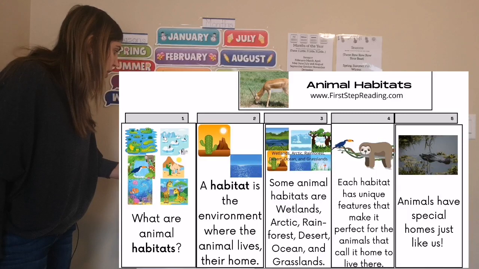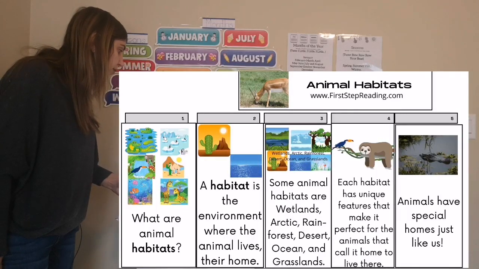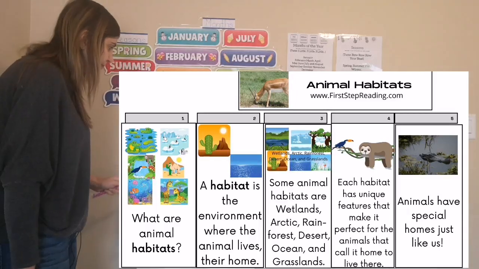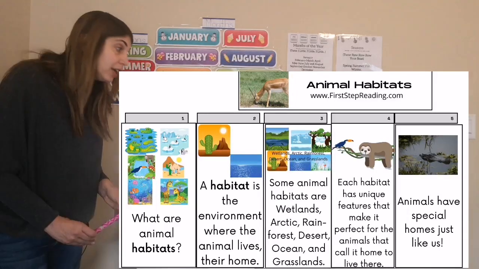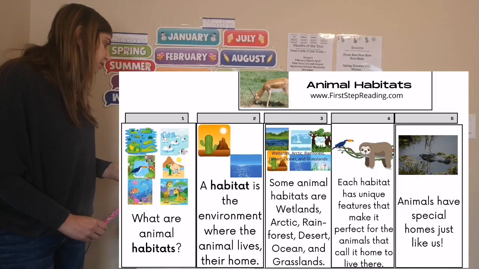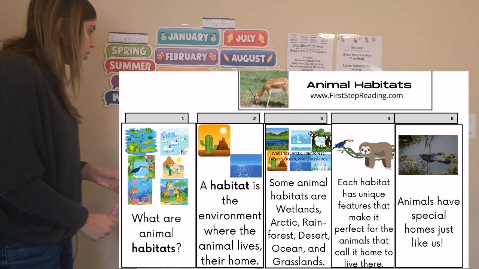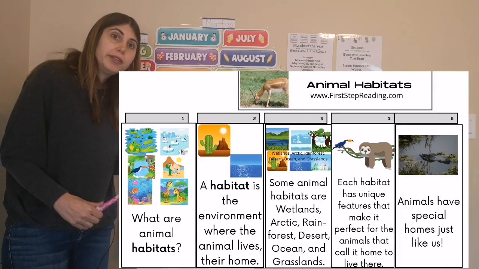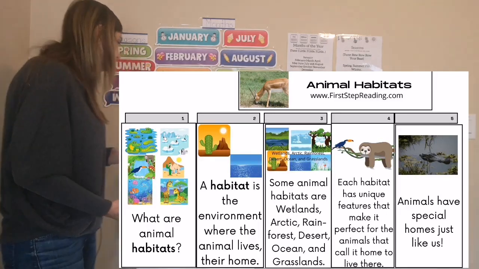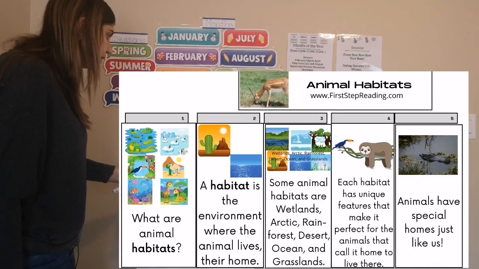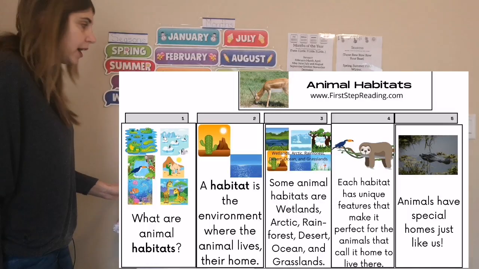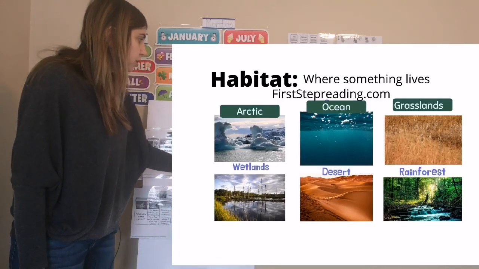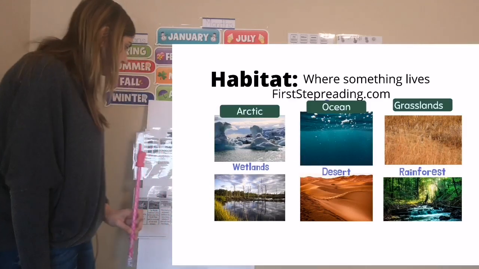Some animal habitats are wetlands, Arctic, rainforest, desert, ocean, and grasslands. So those are the habitats we're going to learn about. Each habitat has unique features that make it perfect for the animals that call it home. So fish need water, right? That's a perfect habitat for them. Animals have special homes just like us. So that's our story. You can print that and read that with an adult about habitats. And we're going to learn about the Arctic, ocean, grasslands, wetlands, desert, and rainforest.